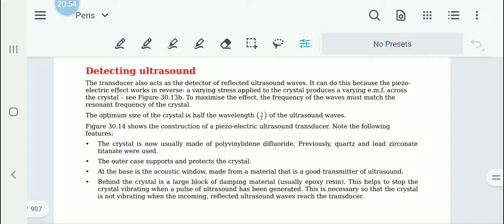To maximize the effect, the waves must match the resonant frequency of the crystal. So we have to optimize these things. The optimum size of the crystal is half the wavelength of the ultrasound wave. So whatever the wavelength that we send, half of that is used as the crystal that we are going to use.